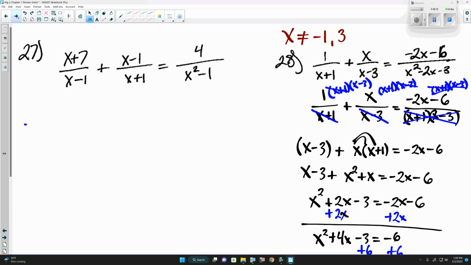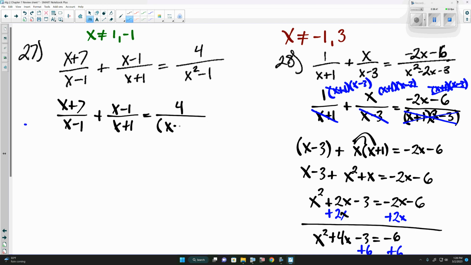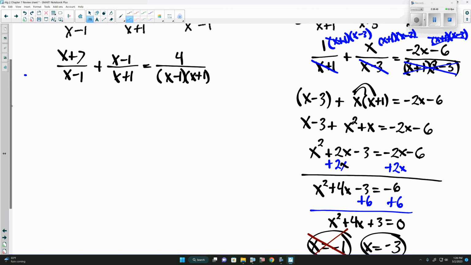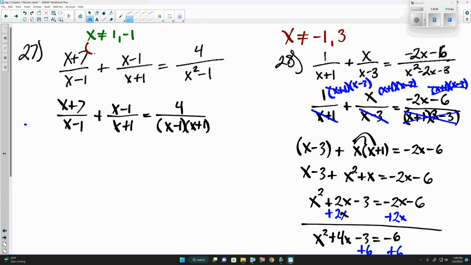27. Well, we know x cannot be positive or negative 1. Now we will need to factor the denominators. Because the x squared minus 1 is a difference of perfect squares, giving us x plus 1 and x minus 1. Now at this point here, we know we can multiply everything by x plus 1 and x minus 1.